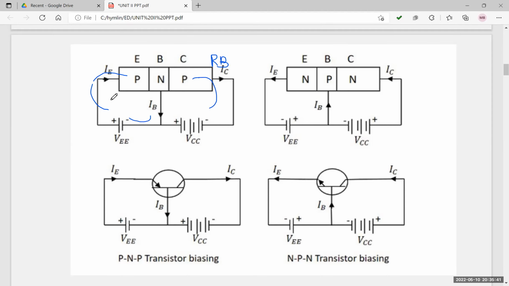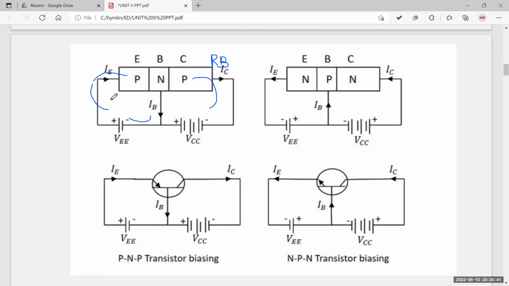Similarly, I will represent the same thing with the transistor symbol. This is the symbol for the PNP transistor. The emitter current flows in the opposite direction, so that represents the NPN transistor, right? This is how it is biased, and we have shown it with the diagram. If the emitter base junction is forward biased and the collector base junction is reverse biased, then the transistor will act as an amplifier.